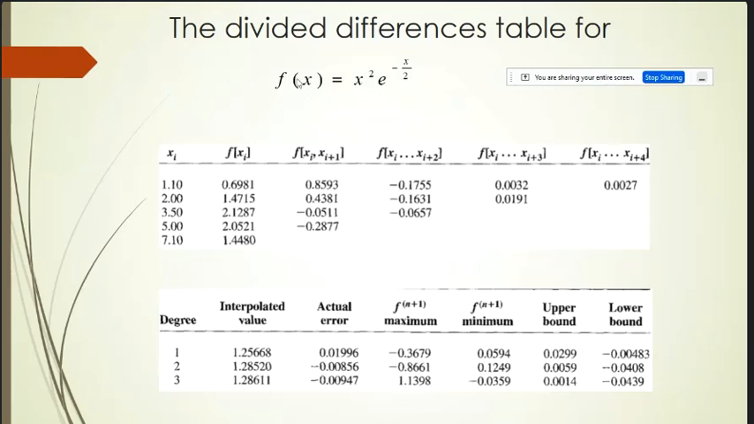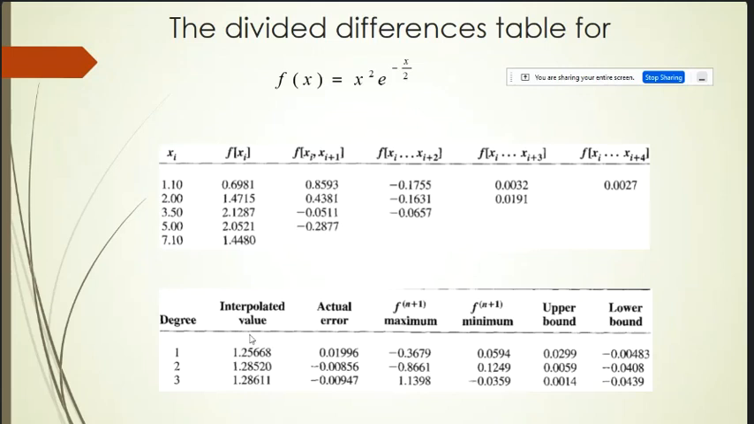Suppose that we have a function f, f of x equals x to the power of 2, e to the minus x divided by 2x on 2. We have the first and the second columns generated by this function, and the divided differences in the next columns as these values. And we discuss the errors in this table.